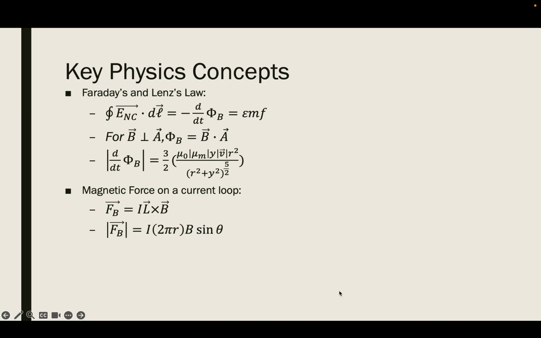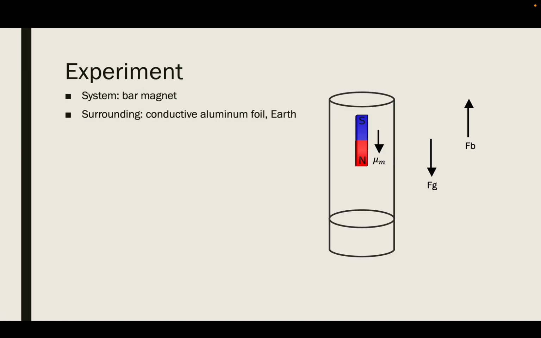If the direction of the magnetic field and the area are perpendicular, then the magnetic flux can be simplified as B times A, and the magnetic flux we're using in this lab is shown here. The magnetic field of a current I is provided here, while theta is the angle between the magnetic field and the current. The system is the bar magnet, and the surroundings are the conductive foil and the earth.